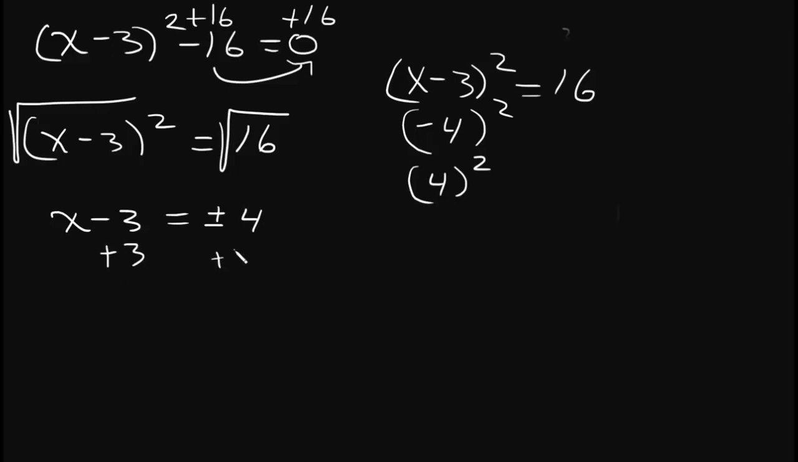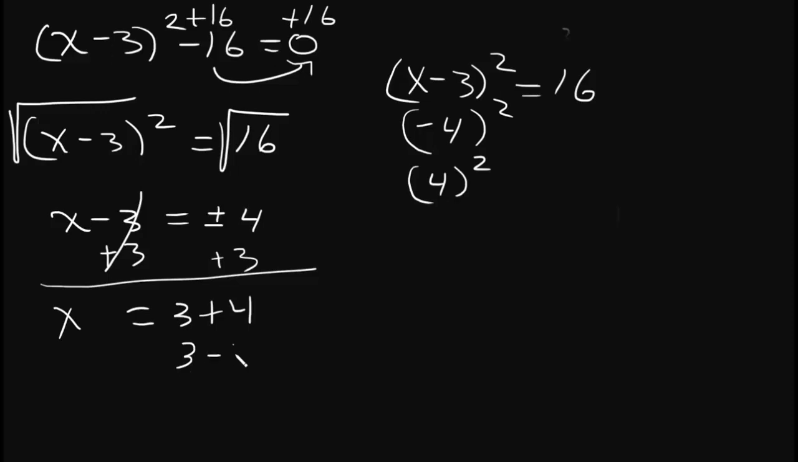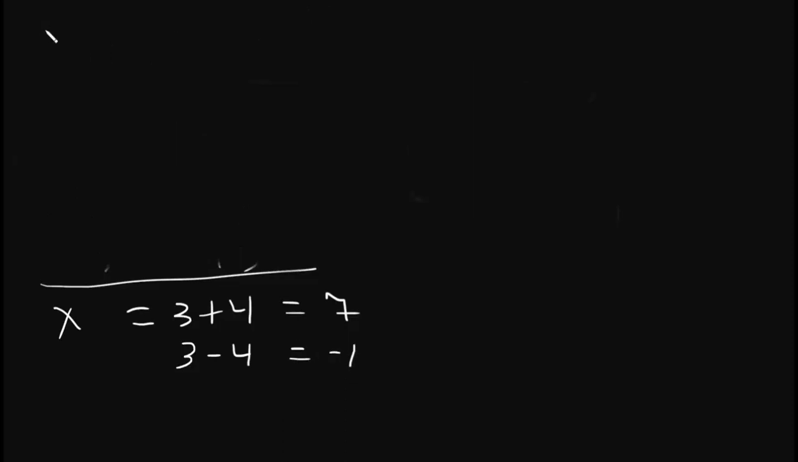Now, since we're still interested in solving for x, let's add a 3 to both sides, plus 3, and now we get x, the plus and minus 3 cancel each other out. X is equal to either 3 plus 4 or 3 minus 4. So 3 plus 4 is equal to 7, and 3 minus 4 is equal to negative 1. So we know that the answers to x minus 3 squared minus 16 equals 0 are negative 1 and 7.